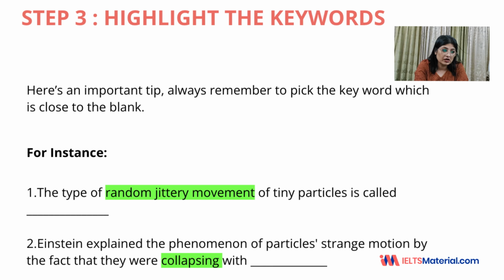So these three words, if you are able to locate them in the passage, will help you to find out the answer faster. Similarly, in the second question, when you are able to locate the word collapsing, it will help you to find out the correct answer for question number 2.